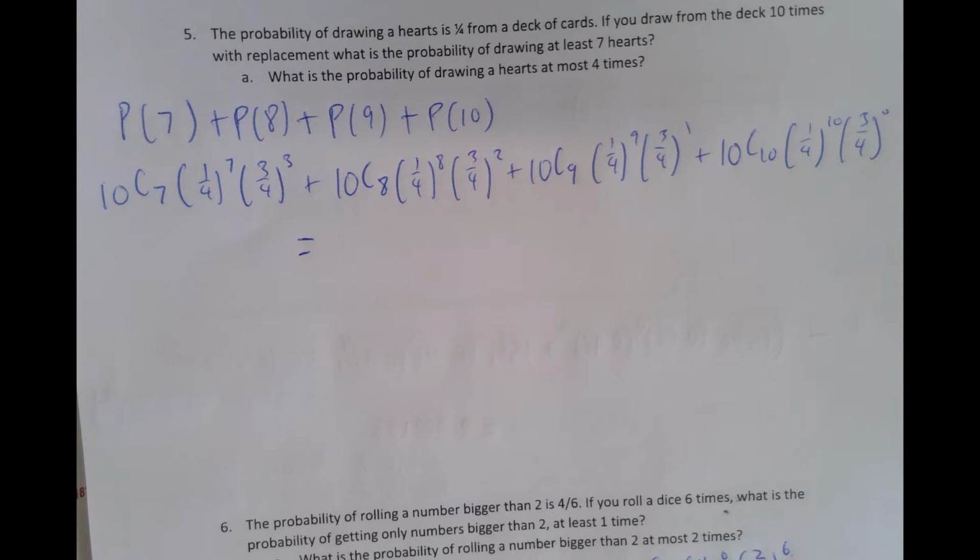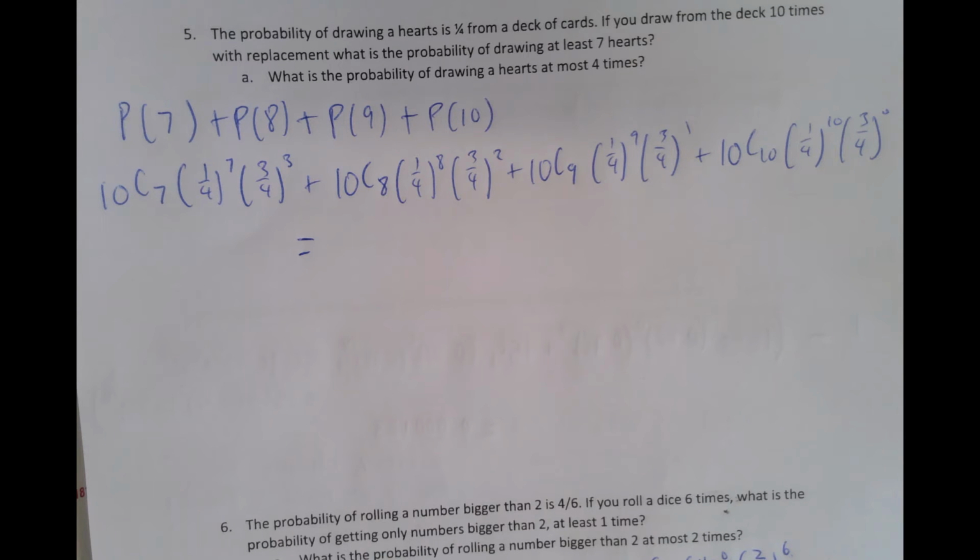Kiara? Before, did you draw like everything below 4? So here it's actually easier to calculate 7, 8, 9, 10 than to calculate 0, 1, 2, 3, 4, 5, 6 and subtract that from 1. You could also do that, but you just have more work. Yeah, it's also a possibility.